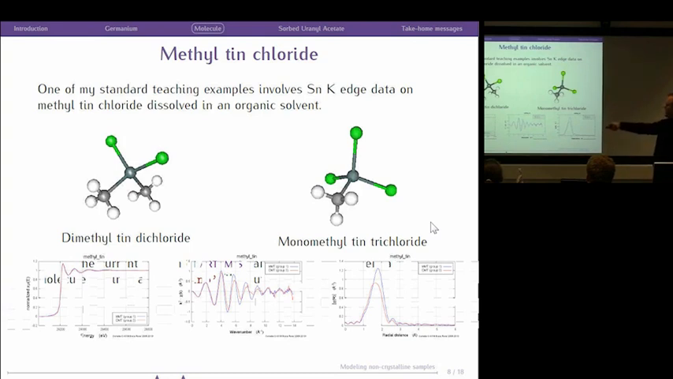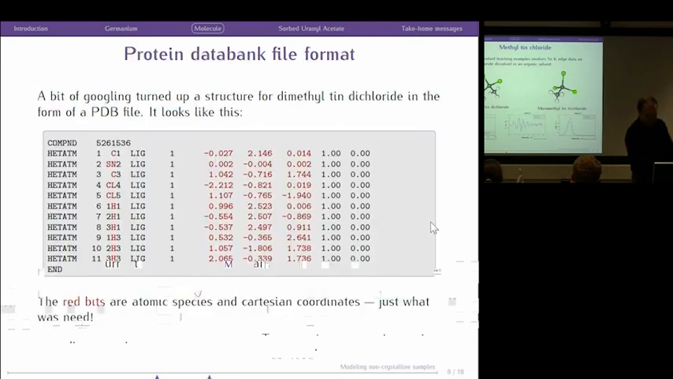The XANES data look pretty similar. You see that there's some difference in chi of k, and you do the Fourier transform, and you see that the first peak is somewhat different, and that must have something to do with the fact that one of them is 2 chlorines and 2 carbons, and one of them is 3 chlorines and 1 carbon, and that must account for the difference in the shapes.